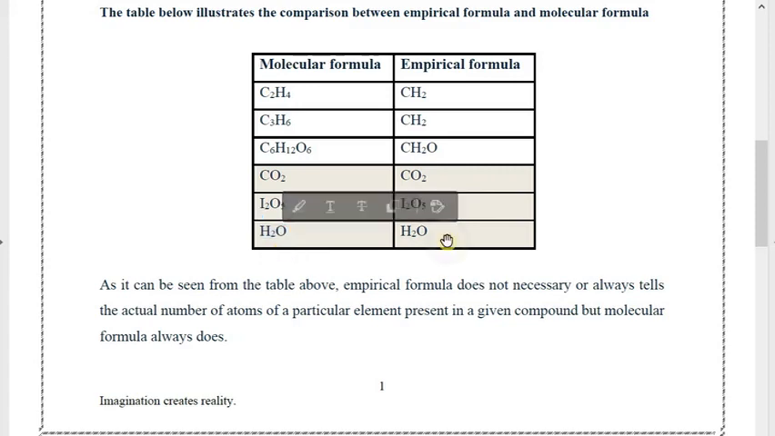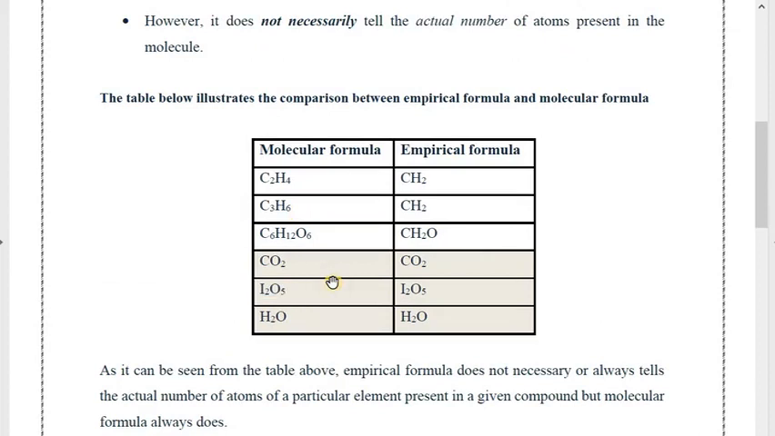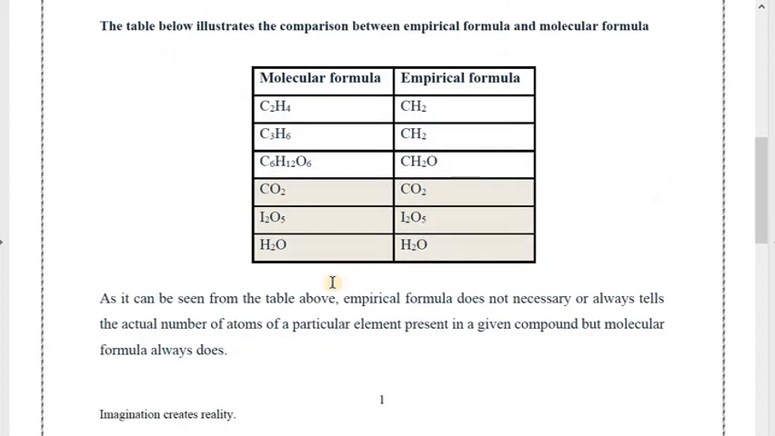Look at H2O. There is nothing you can change. Iodine pentoxide, I2O5: there is nothing you can change on iodine pentoxide because you can't simplify it further, 2 and 5, right? There isn't going to be a common denominator that allows you to simplify further. If you look at the glucose molecule, C6H12O6, if you divide throughout by 6, you find what? The simplest ratio there, and that is the empirical formula.